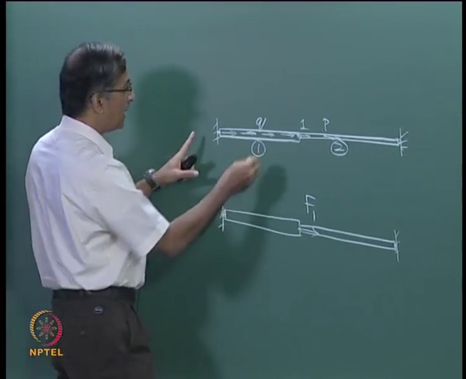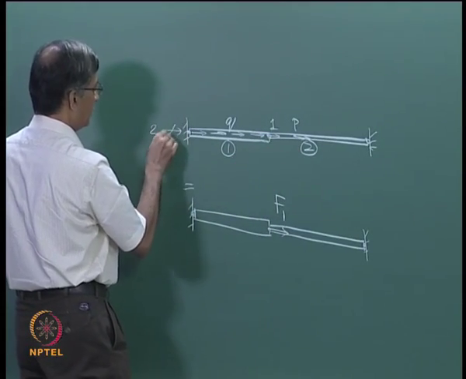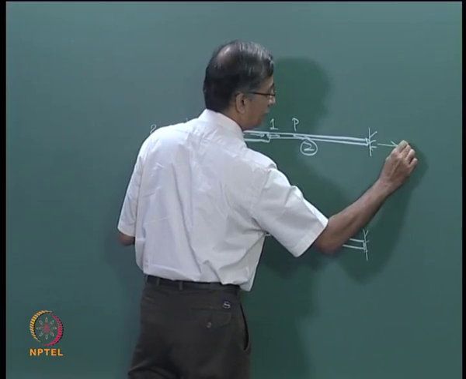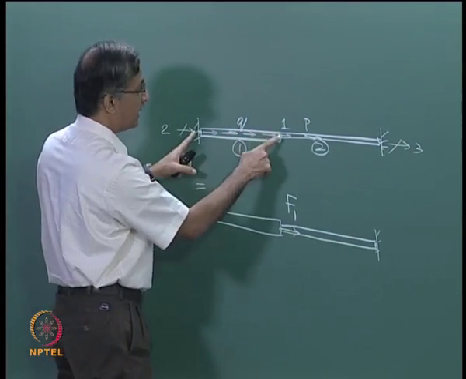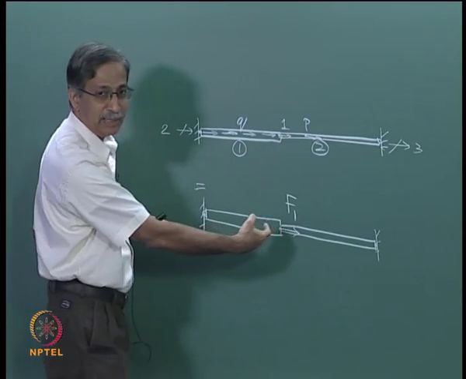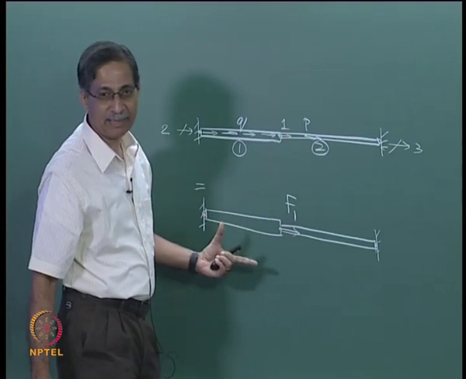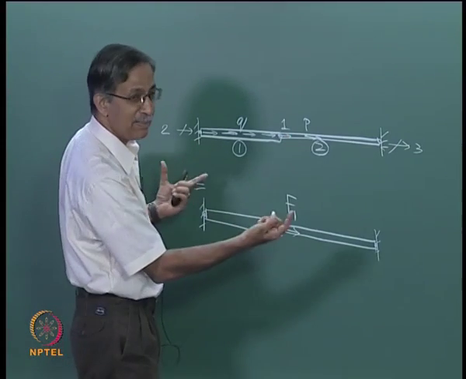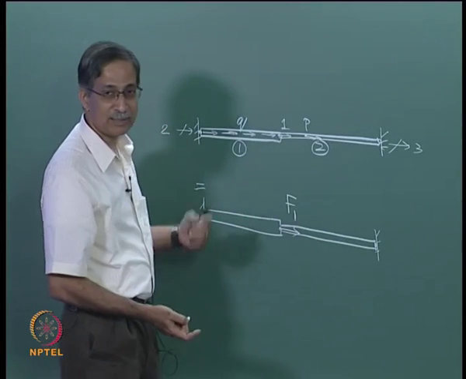So what did we do? We arrested all the degrees of freedom, remember you had 2 here and 3 here, and we found that Q into this length divided by 2 is the force that you get at the 2 ends, and P into B by L and A by L, remember that. So you got the element level forces, and then we had to transfer them to the structure level forces.